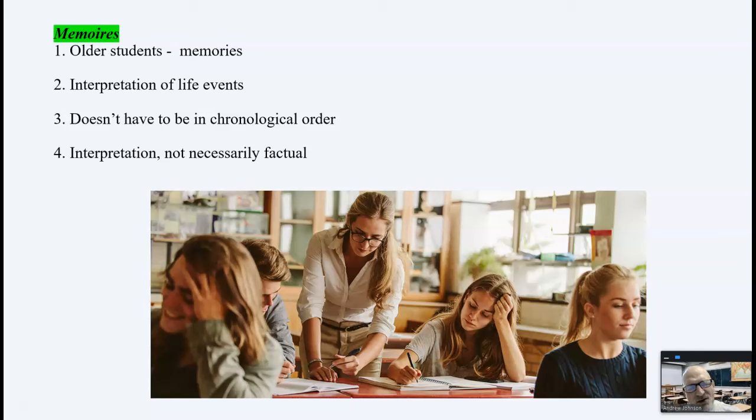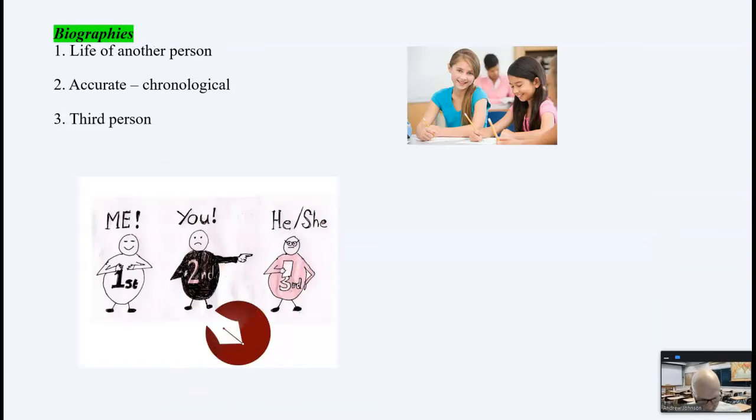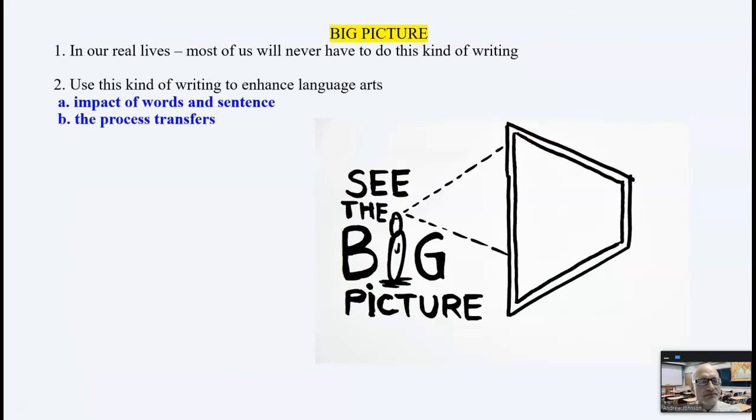In memoir, usually with older students, you are describing memories, and often it's an interpretation. So it doesn't always have to be exactly factual, and it doesn't have to be in chronological order, and it doesn't have to include all your life. Memoir, that's usually with older students. The biography, that is the life of another person. Usually these have to be accurate and in chronological order. Usually it involves research of some sort and is written in the objective third person.